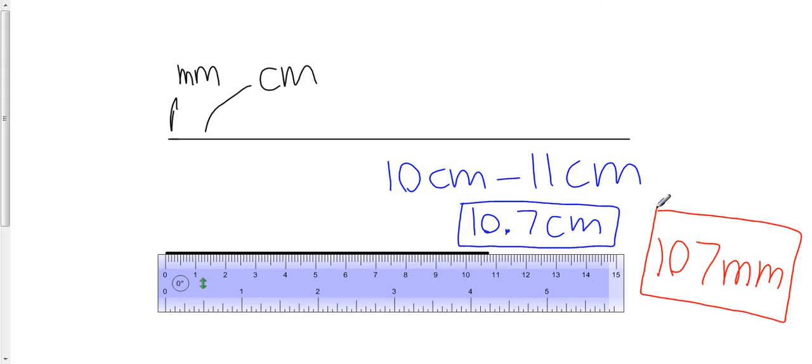So that's how you go about using the metric ruler, and there's your standard metric ruler and how to measure a line segment using a metric ruler. In the next video we'll talk about how to use the imperial ruler.